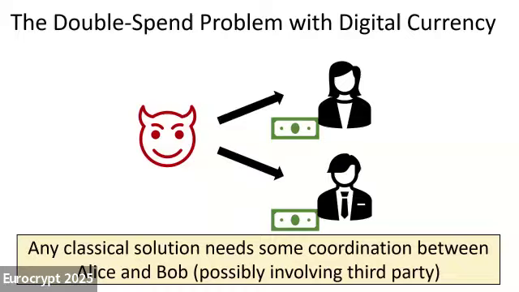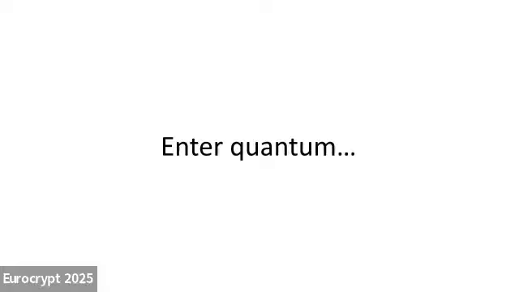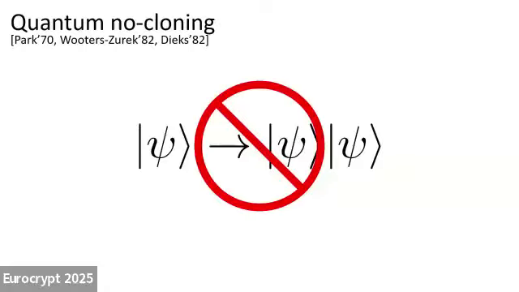So to prevent double spend, in the classical world, basically we always need some coordination between Alice and Bob. Possibly this involves a third party like a bank, or in the case of cryptocurrencies it would be the blockchain, but there needs to be some communication between Alice and Bob and possibly some third party. So things change, however, when we enter the quantum world. And the reason is that we have this thing called the no-cloning theorem that says that if you have a quantum state, you cannot, in general, copy it.